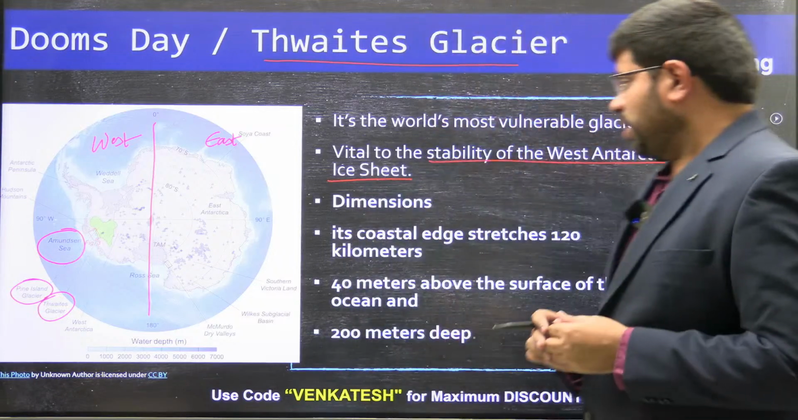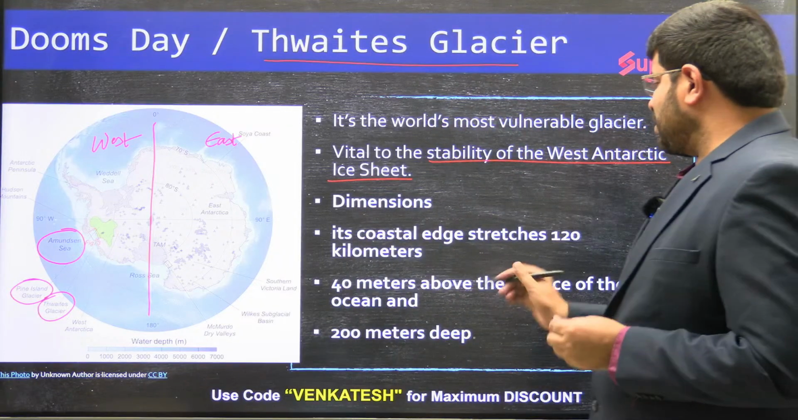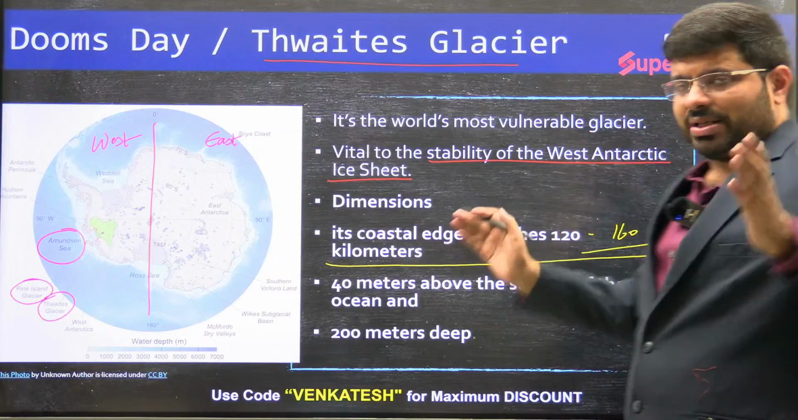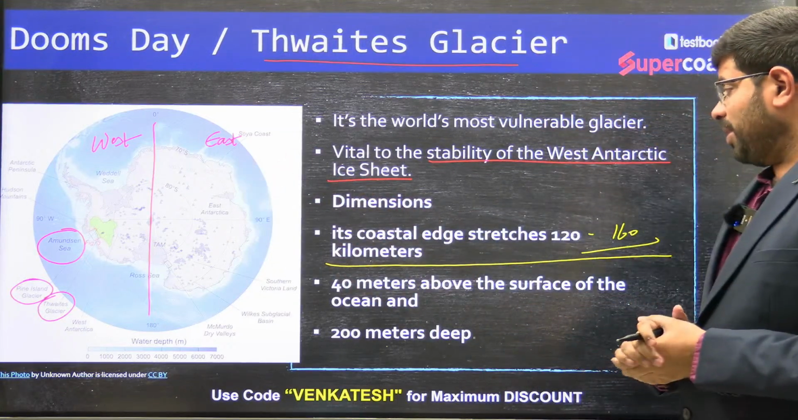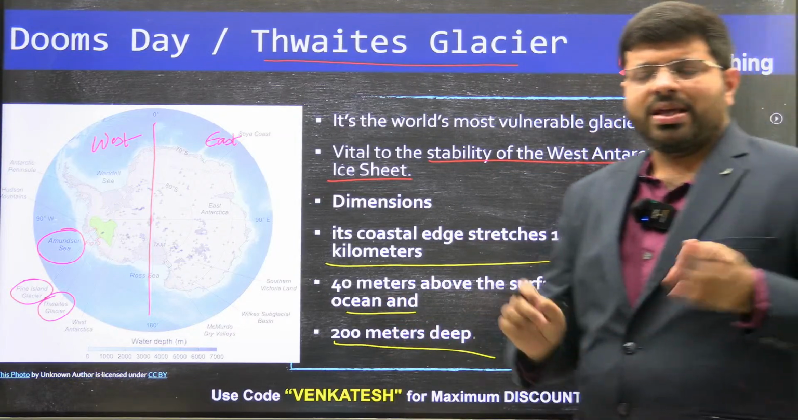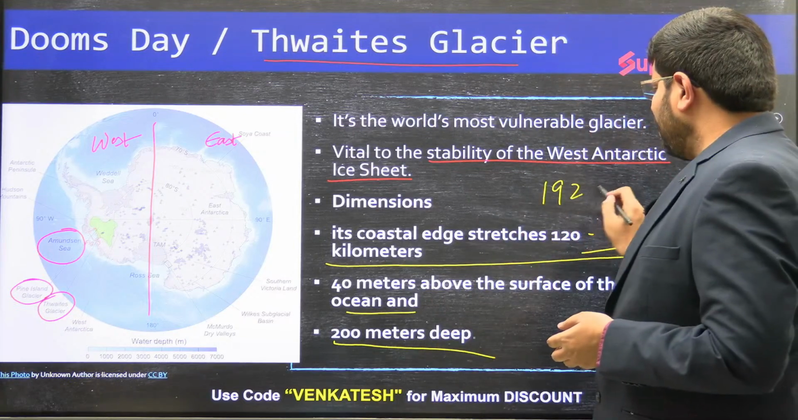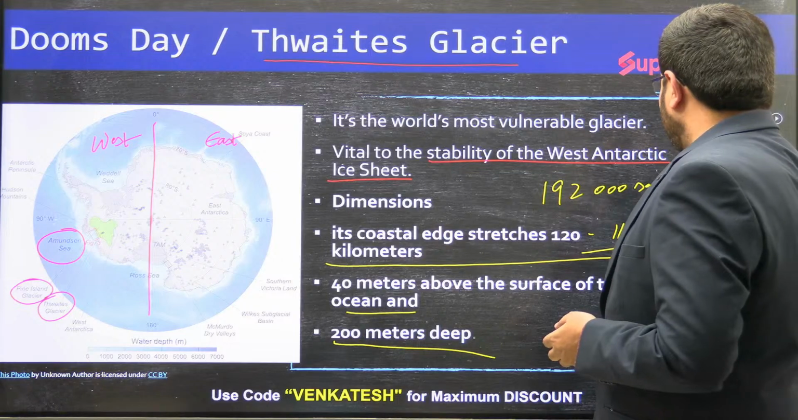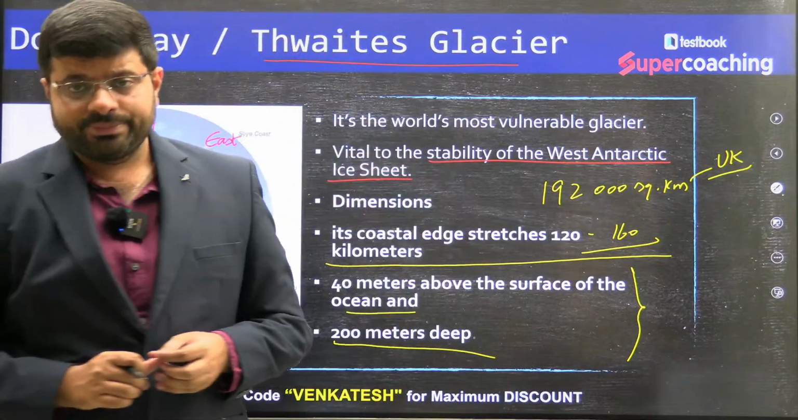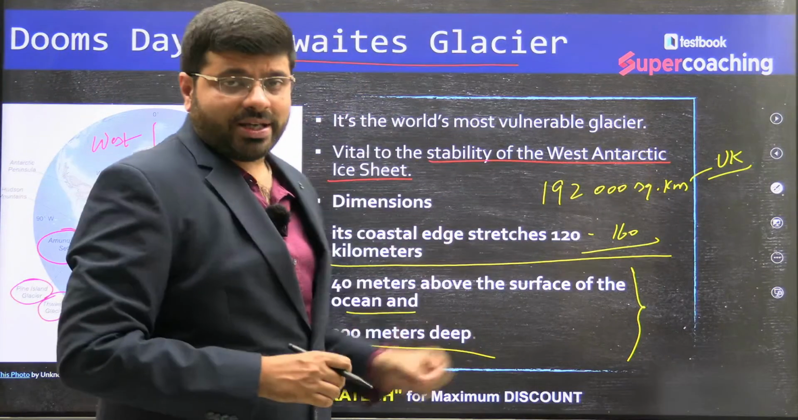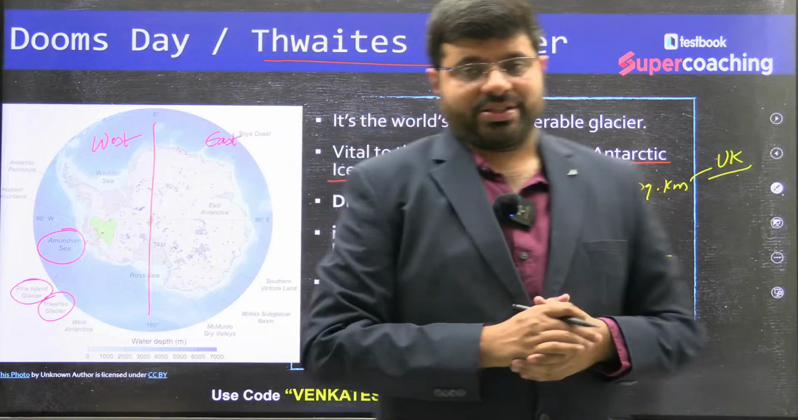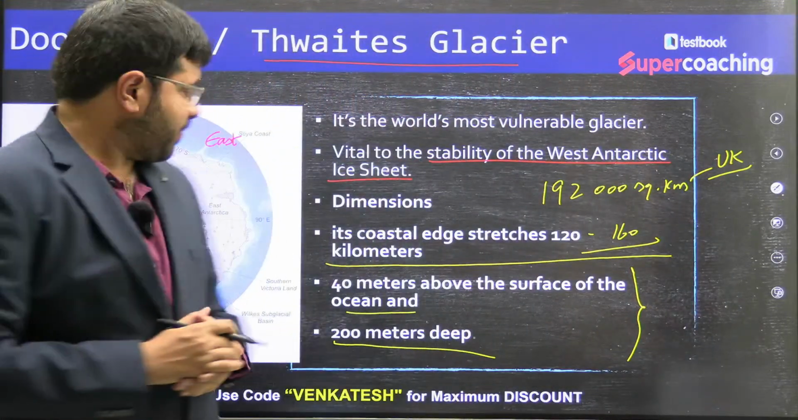Understand its dimensions. Its coastal edge stretches around 120 to 160 kilometers. It's a huge area. It is 40 meters above the surface of the ocean and 200 meters deep. And it almost covers an area of 1,92,000 square kilometers, roughly equal to the area of the United Kingdom or the state of Florida in the USA. So such a huge area of ice mass is very, very vulnerable to climate change, is what we are discussing. That is the Doomsday Glacier.